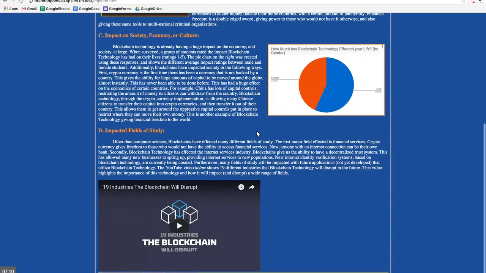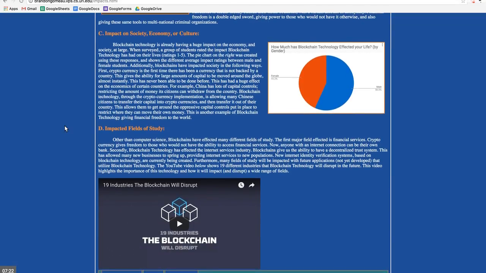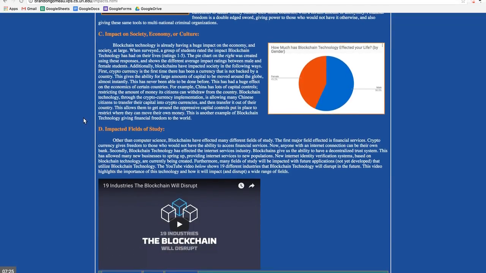First, cryptocurrency is the first time there has been a currency that is not backed by a country. And this gives the ability for large amounts of money and capital to be moved around the globe almost instantaneously. This has never been able to be done before. As one example, in China, where lots of capital controls exist, their citizens can now get money outside of their country.